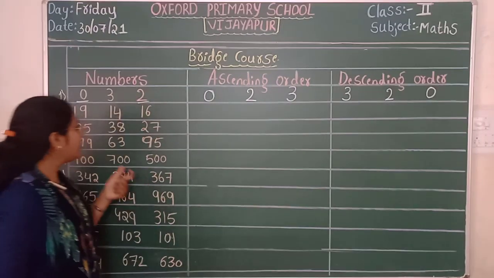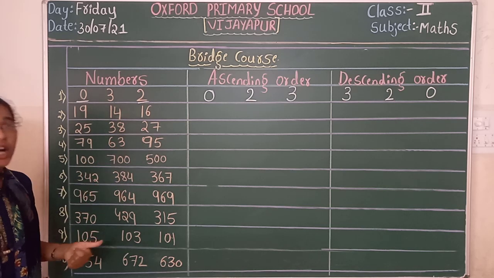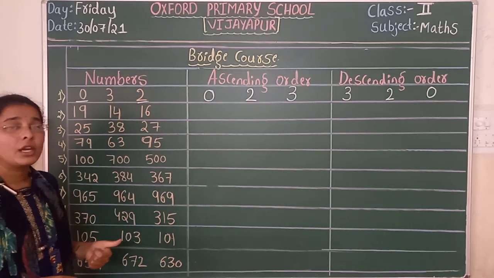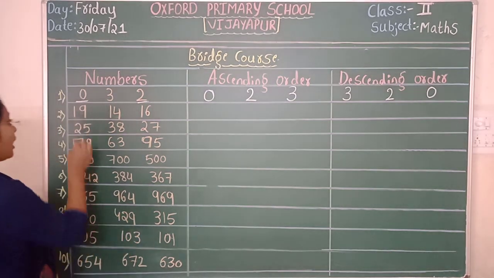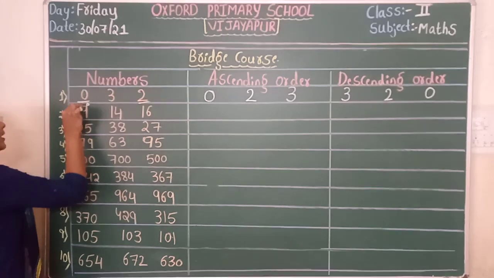Moving to the second set of numbers, here we are having two digit numbers. While comparing two digit numbers, first we have to compare which place? Tens place.